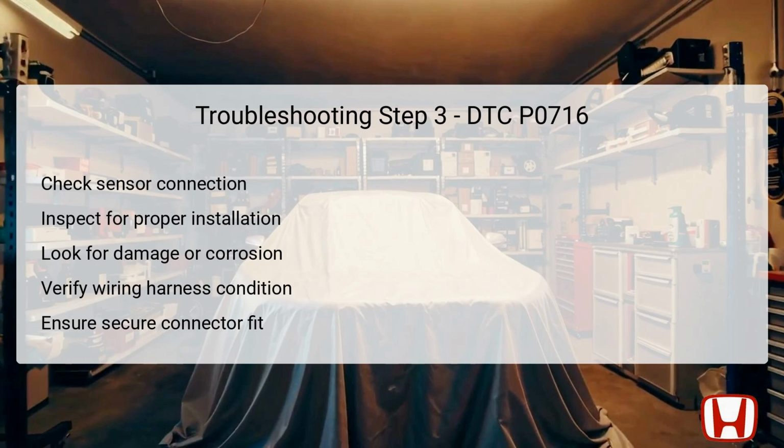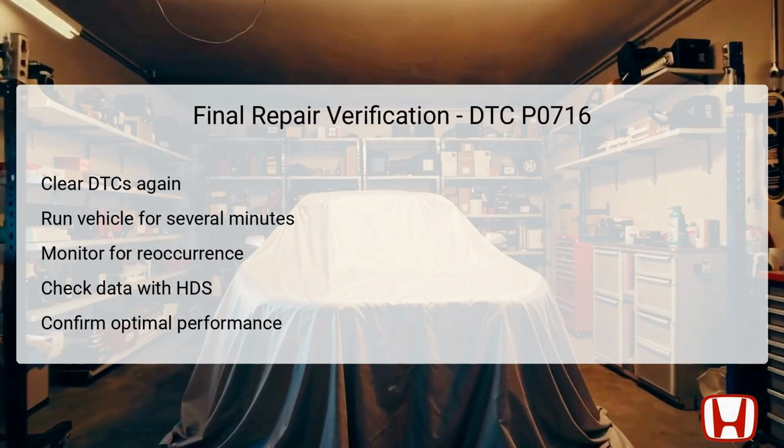In addition to the sensor itself, inspect the wiring harness for any frays or breaks that might interrupt connectivity. It's important to verify that connectors are seated properly, as even a slightly loose connector can result in erratic readings. If the connections and installation are found to be satisfactory, proceed to replace the input shaft speed sensor, as it may be defective.